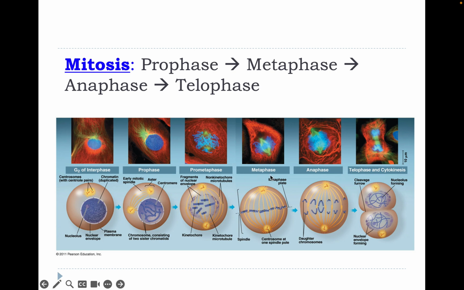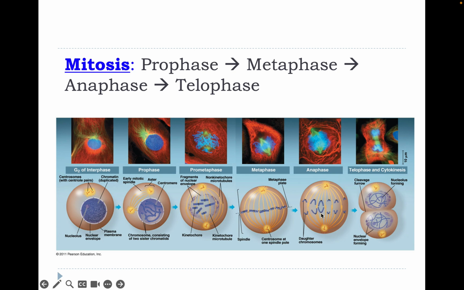In metaphase, the next phase, we have our centrosomes at opposite poles of the cell, and these spindle fibers from those centrosomes are attaching to the chromatids, which are all lined up along the equator of the cell. So if you see the chromosomes all lined up in the middle like this, then you know it has to be in metaphase.